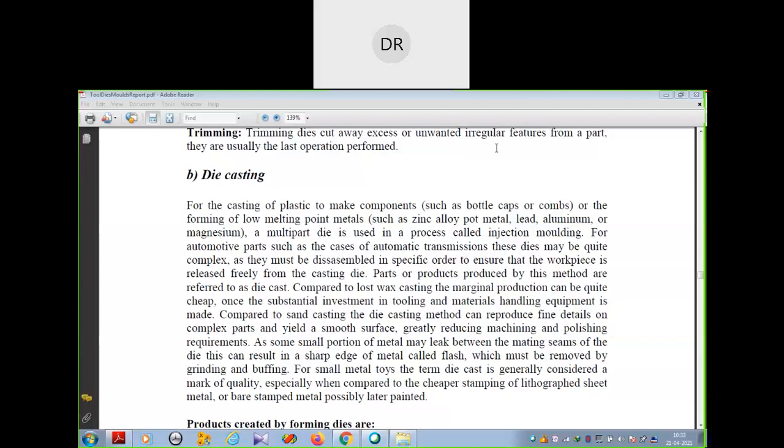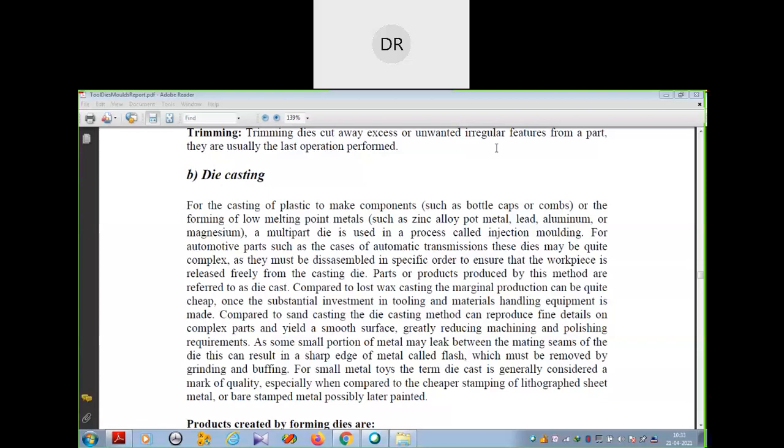But in the case of automotive parts, like when we have to form some automatic transmission parts, these dies can be quite complex, because it is very difficult to disassemble the die in a specific order to ensure that the workpiece is released from the casting die. That means it is not easy to use this die for automatic transmission components. The dies are very complex.